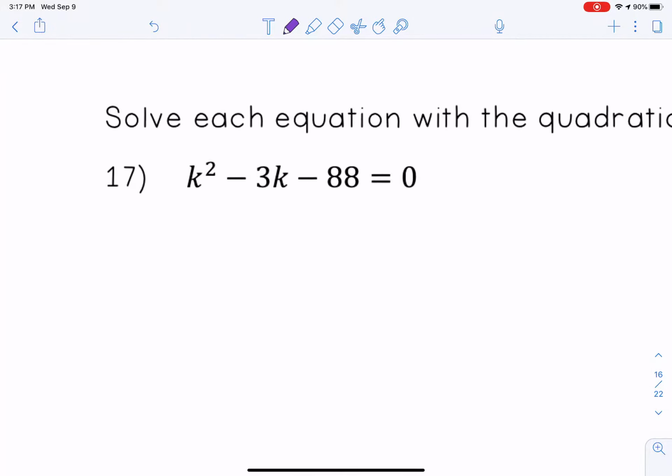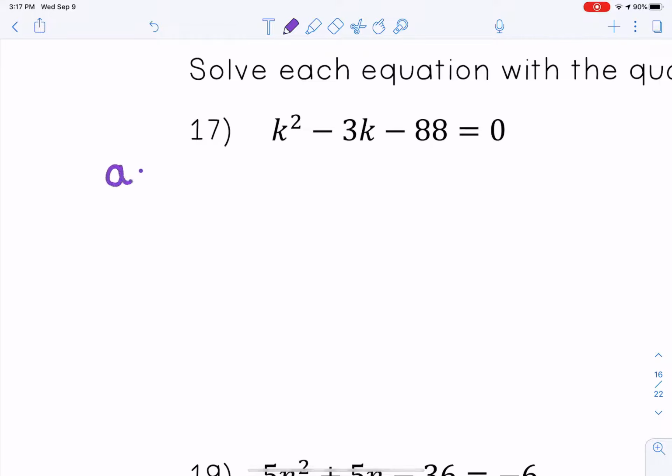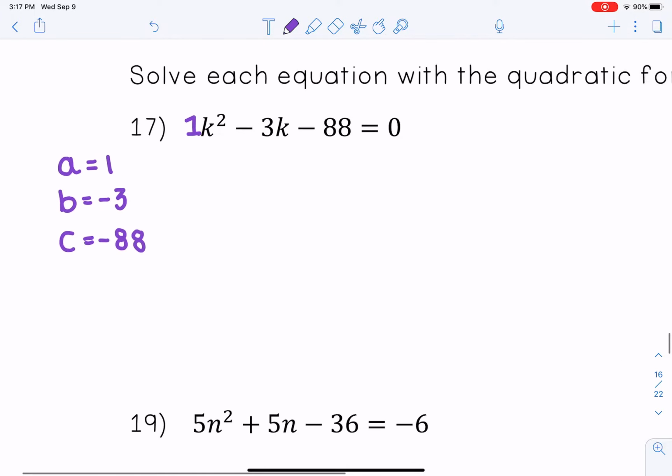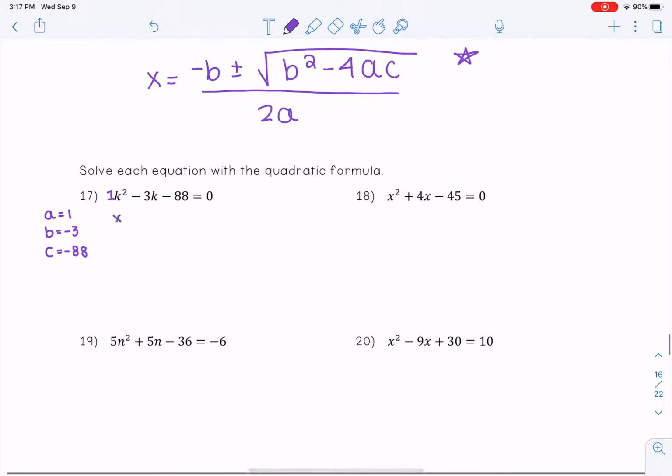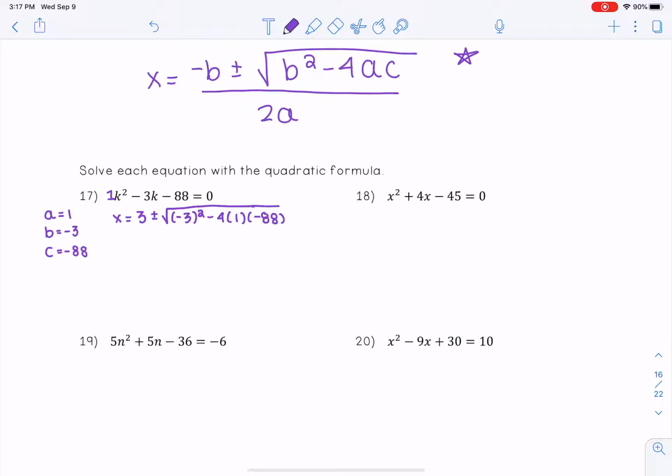So in this first equation, a is 1, right, because there's a 1 here. B is -3, and c is -88. Now let's try to plug in. So x is equal to -b, which is +3, plus or minus the square root of -3 squared minus 4 times a times c, all over 2a, and 2 times 1.